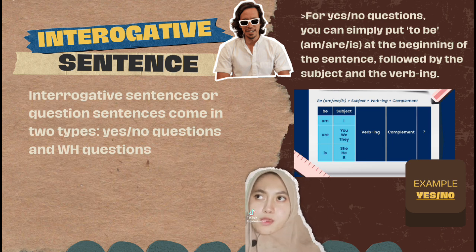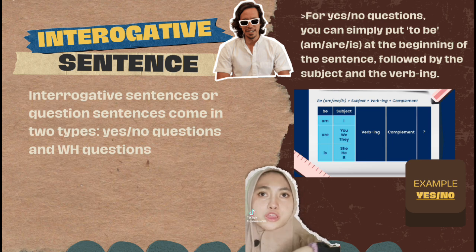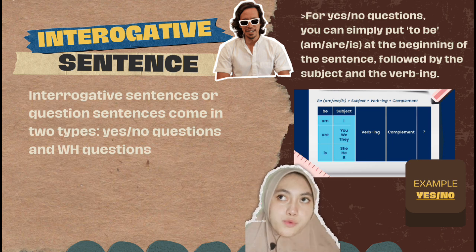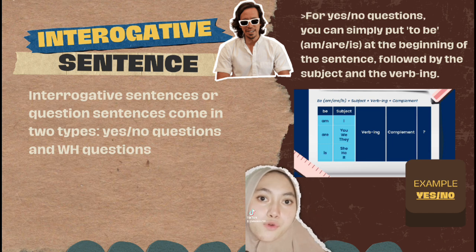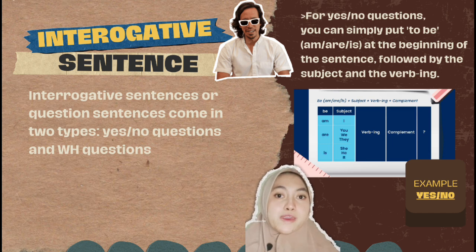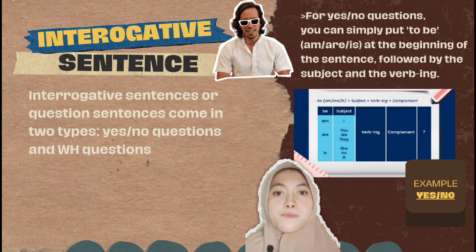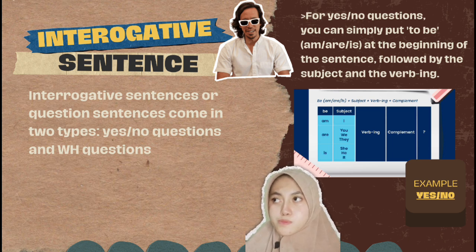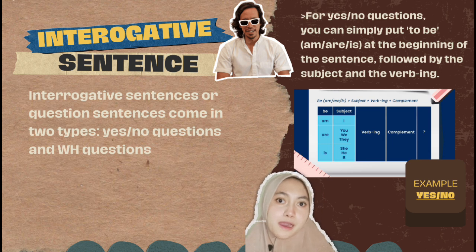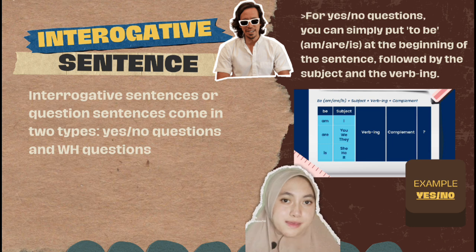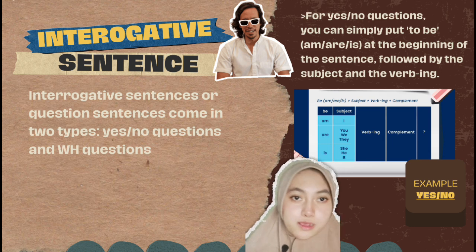It's like, are you watching TV? Or are you studying? If we start with to be, it's like, is she reading a book? Is he driving a car? Or if we make to be it, it is jumping, it is dropping, or it can be am: am I walking, am I swimming? Those are yes or no questions.